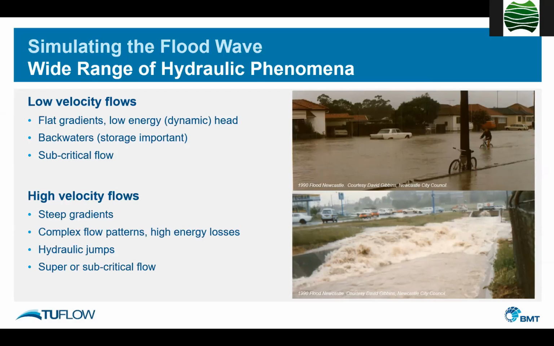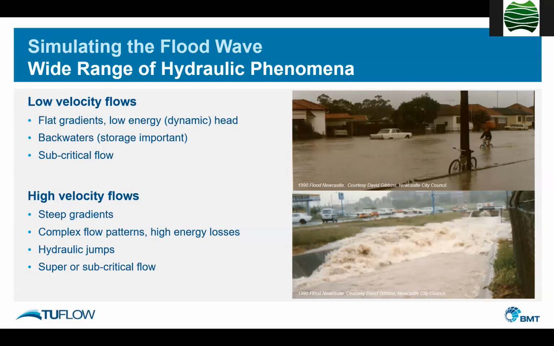Whereas the bottom image is showing supercritical flow, a hydraulic jump back to subcritical. You get an idea of how fast the water is moving by that big spout of water against the bridge deck there. And so you're talking about much steeper gradients, complex flow patterns, potential for lots of high energy losses. You may have a hydraulic jump such as that one there.